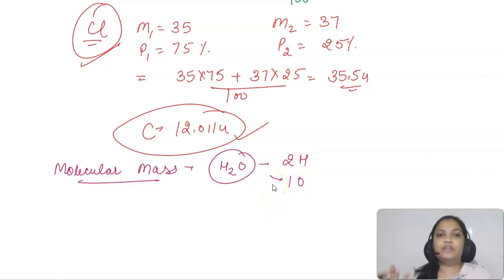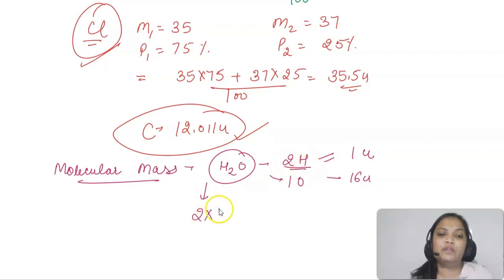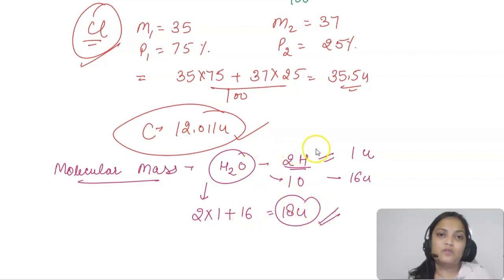So what will I do? I will add the masses, right? I will add the mass of hydrogen, which is 1 U, and for oxygen, which is 16. So mass of water would be, since I have two hydrogen atoms, 2 into 1 plus 16. So it will be 18 U. So 18 AMU or 18 unified mass will be the molecular mass of water.